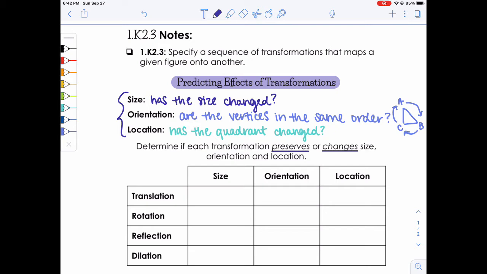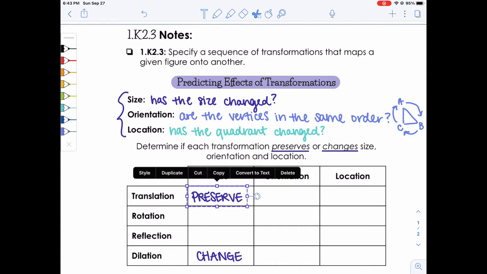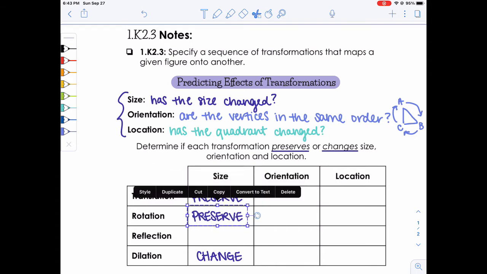Awesome. Okay, so if we're thinking about a size change, we know that the only thing that changes the size is going to be a dilation. So right here, we'll say change. And for translation, our size does not change, so we'll say preserve, as well as rotation and reflection. I'm going to be lazy and duplicate. Awesome. So the only transformation that changes a size is a dilation.